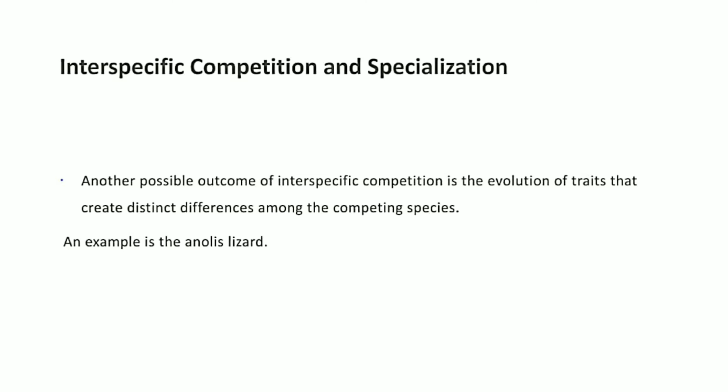An example of this is the anolis lizard. Many species of anolis live and prey on insects in tropical rainforests. Competition among the different species led to the evolution of specializations. Some anolis evolved specializations to prey on insects and live on the forest floor. Others evolved specializations to prey on insects on the branches of trees. So this allowed the different species of anoles to coexist without competing.